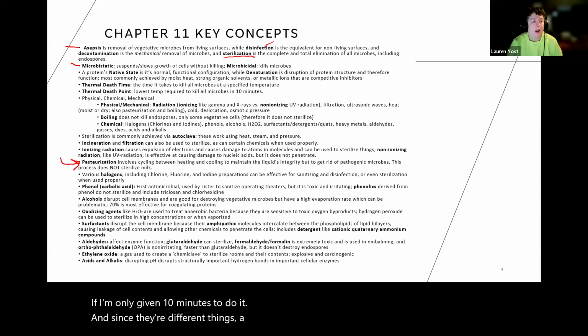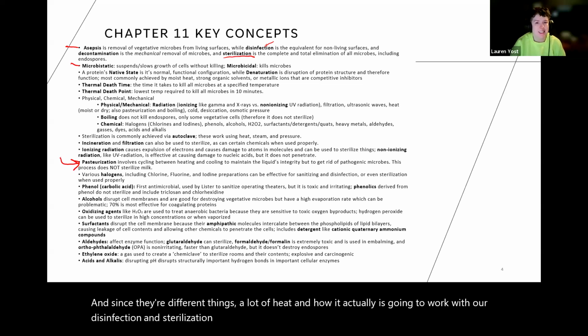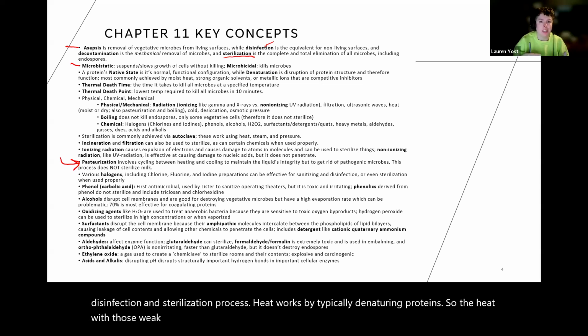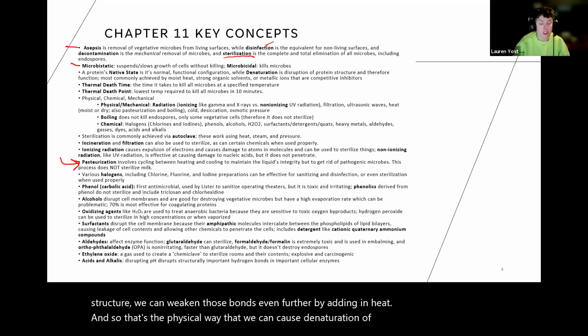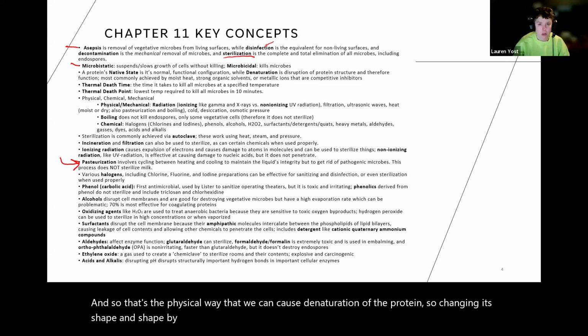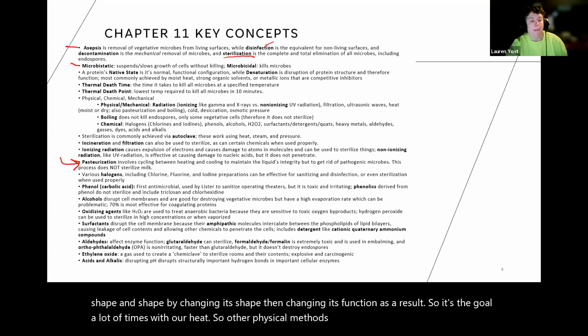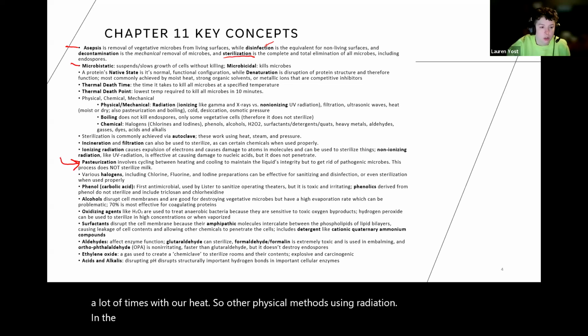A lot of heat and how it actually is going to work with our disinfection and sterilization process. Heat works by typically denaturing proteins. The weak hydrogen bonds that are holding together the major aspects of our protein structure, we can weaken even further by adding in heat. And so that's the physical way that we can cause denaturation of the protein, changing its shape, and by changing its shape, changing its function as a result. So it's the goal a lot of times with our heat. But there are other physical methods using radiation, the cold and the desiccation, and things like that.